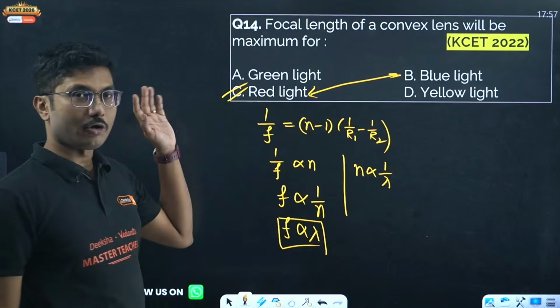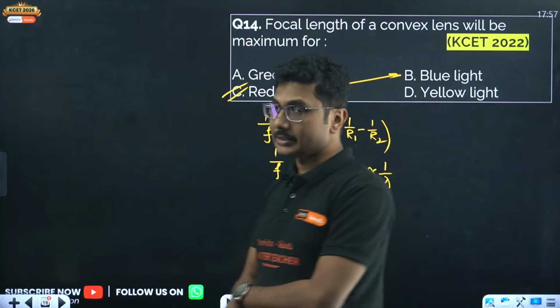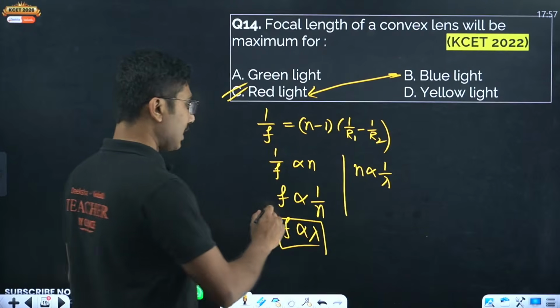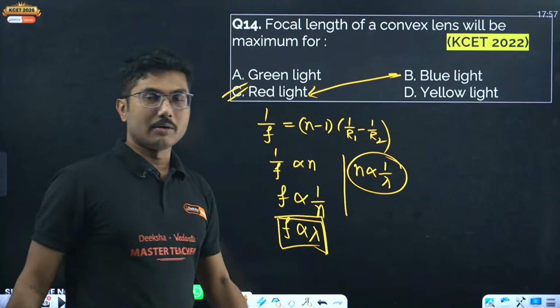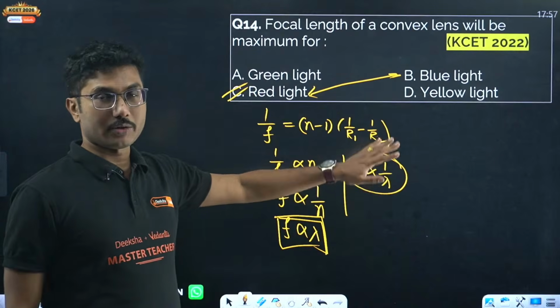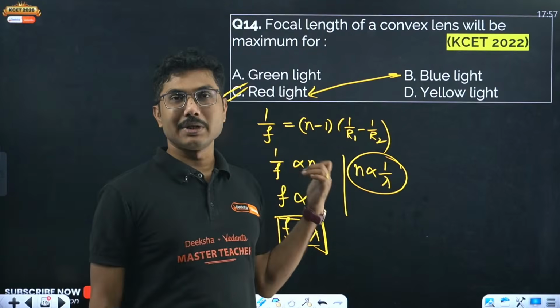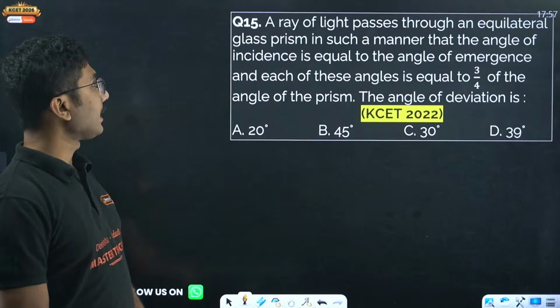But do not always assume red light. There are some cases where the answer is violet or blue light, so always check what the relation is. As I mentioned, this is one of the most repeated concepts from this chapter: how the refractive index and wavelength relate to each other. Okay, now let's move on to the next question.